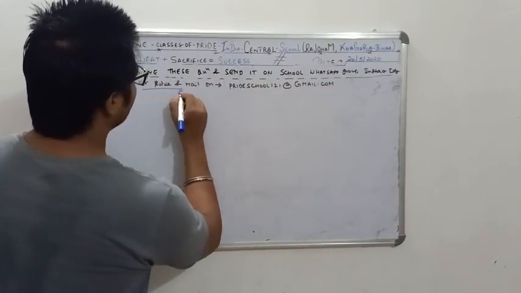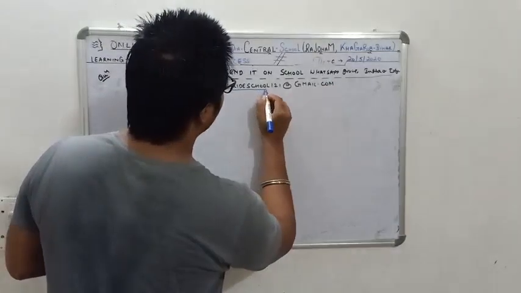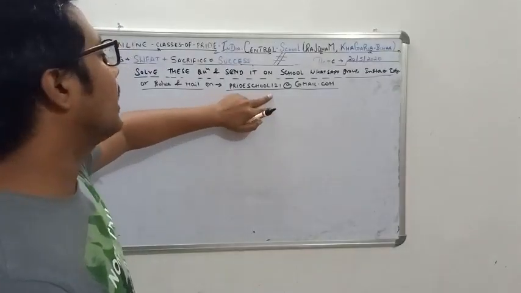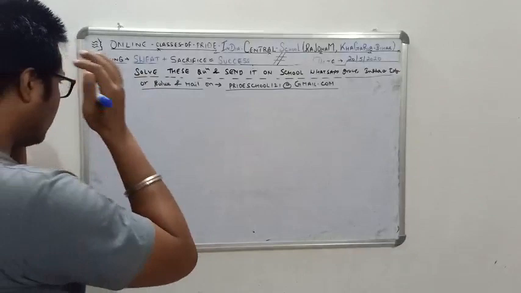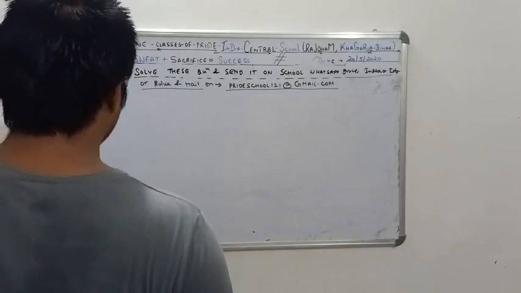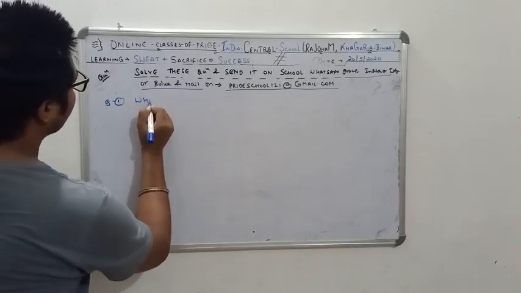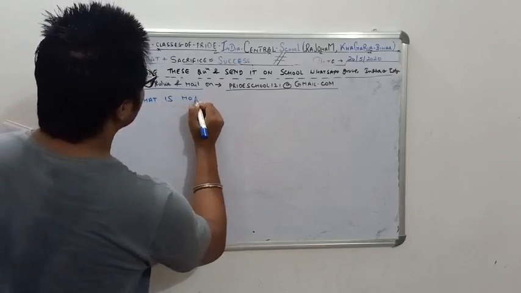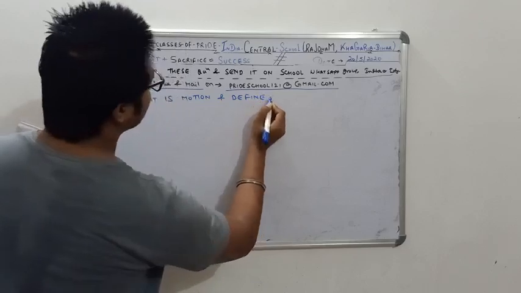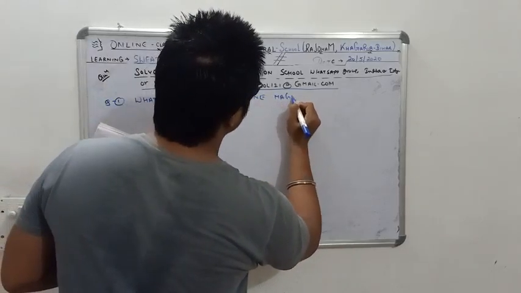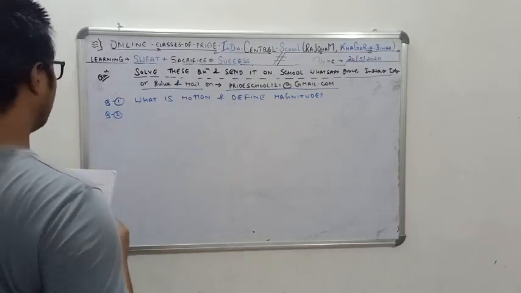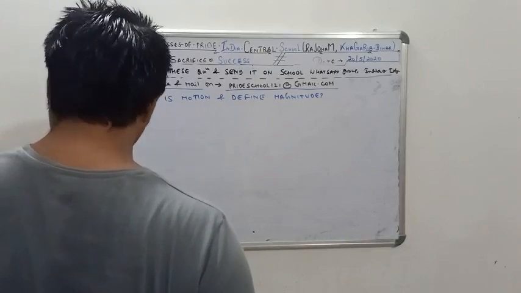You can solve it and mail it to me on the school email ID, that is prideschool121@gmail.com. So the questions are as follows. Number 1 is, what is motion and define magnitude? Question number 2. Why is distance a scalar and displacement a vector quantity?